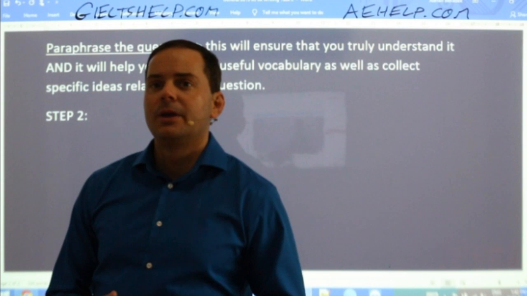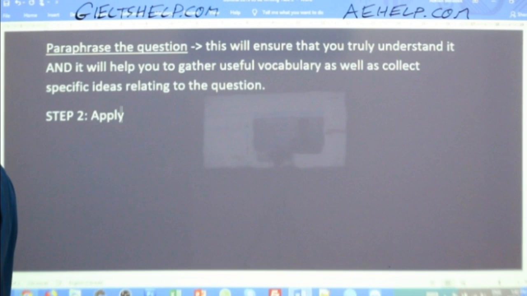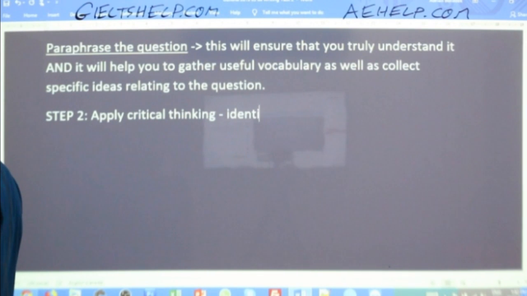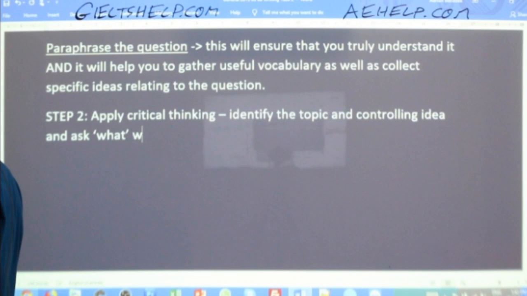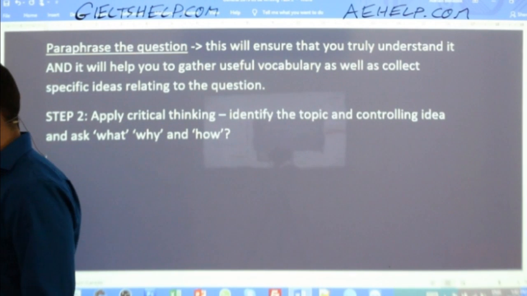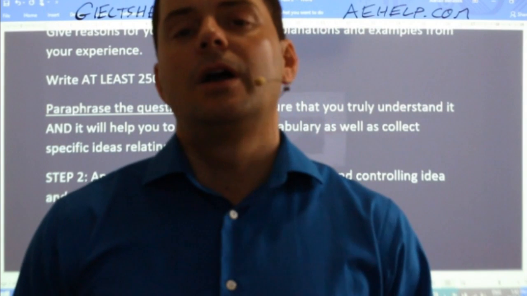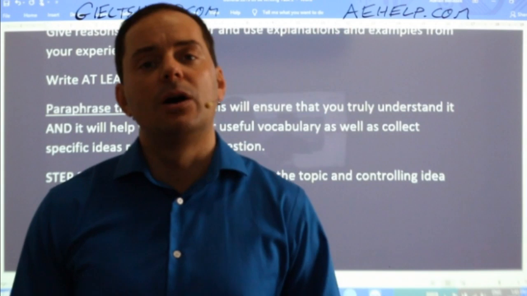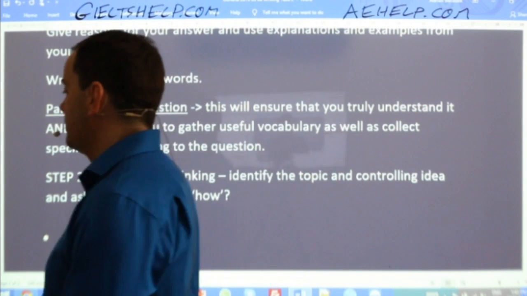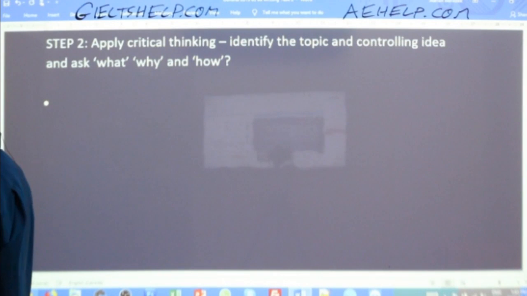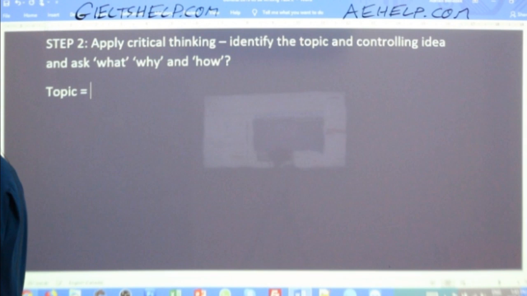Farhan, that's a good paraphrase as well. Bagshot says, use some critical thinking. Yeah, absolutely. Apply critical thinking, which means identify the topic and controlling idea, and ask what, why, and how. That's right. Okay, so we go through those steps. So what is our topic? We're talking about people's free time. What is the controlling idea? We're talking about using free time to create arts and crafts with our hands versus doing or using that time for technology. Okay, so in the IELTS, you really have to be fast like that. Okay, topic, people's free time, use of people's free time.